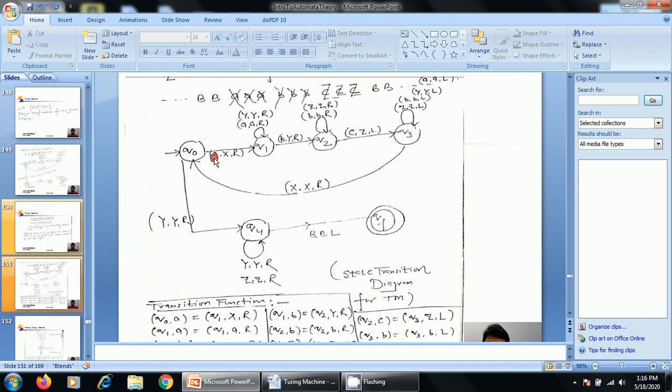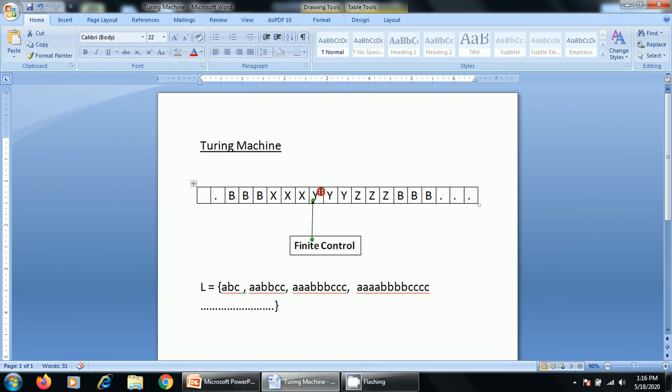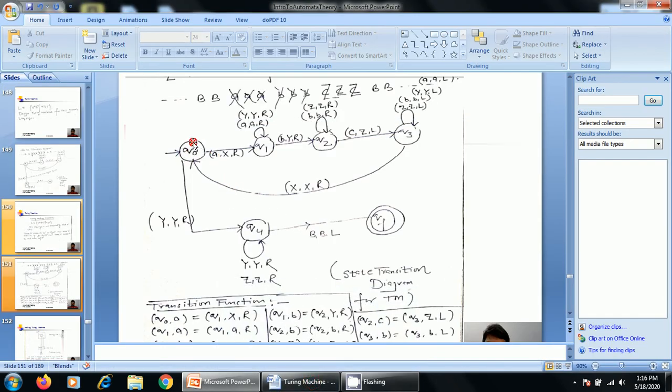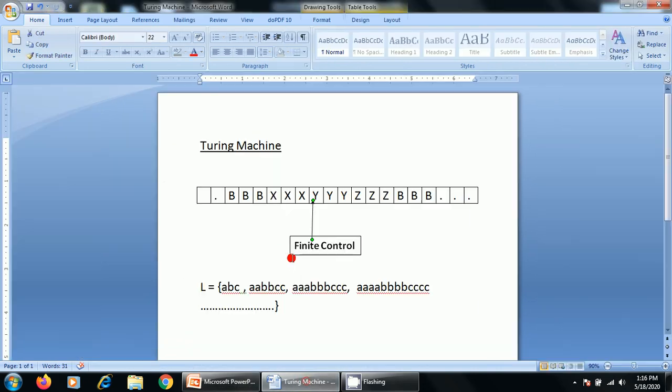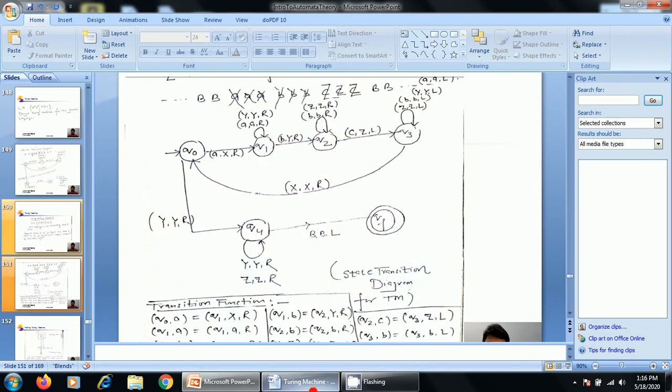Now we are at this position. If there is a, make it x and move right. But this is not a, so from this position we will not move here. There is a y; the fourth a is not available. If there is a, then we would go from Q0 to Q1, make x in place of a and move right. But a is not available here. This is a y.